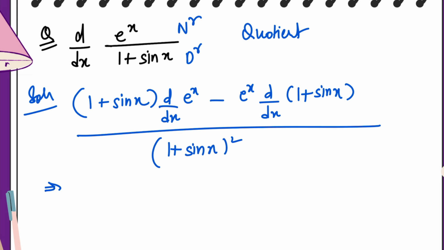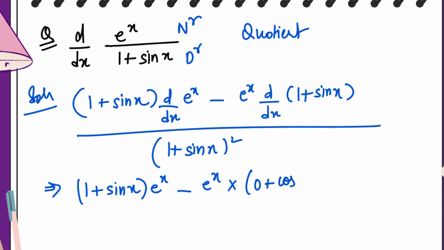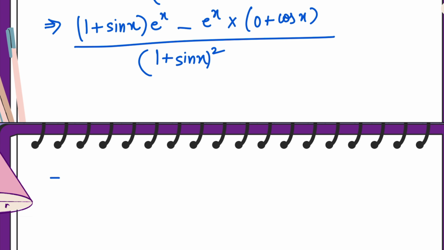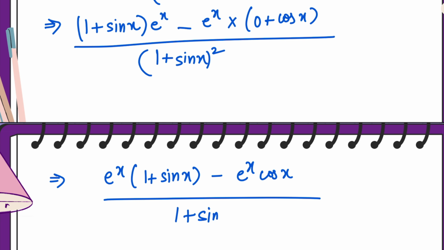Okay, so this will be 1 plus sin x into e to the power x, minus e to the power x into d by dx of 1 plus sin x, which is 0 plus cos x, divided by 1 plus sin x whole square. So e to the power x (1 plus sin x) minus e to the power x cos x. This is your answer. If you can simplify it further, you can do that. Otherwise, your answer is correct.